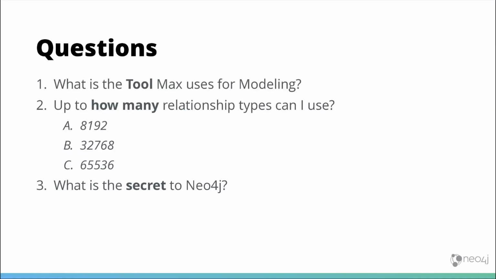What is the tool Max uses for modeling? There's a bunch of them out there, but there's one that I love because it's quick and dirty. Second question is, how many relationship types can I use in Neo4j? These are your three options. And then the third one is, what is the secret to Neo4j? And while you're thinking about filling those out, I'll take a look at some of these QA questions.